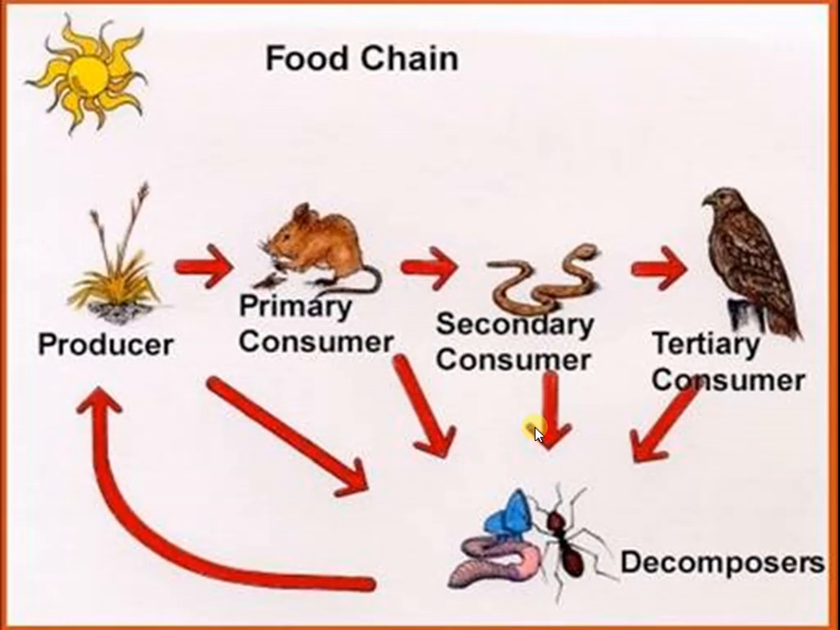Another example of a food chain. We can say it in another way also. Producers are eaten by primary consumers. Primary consumers are eaten by secondary consumers. Secondary consumers are eaten by tertiary consumers. Tertiary consumers are decomposed by decomposers.